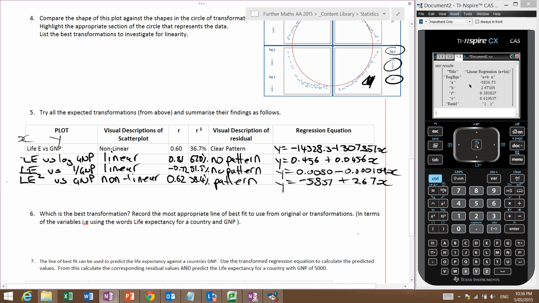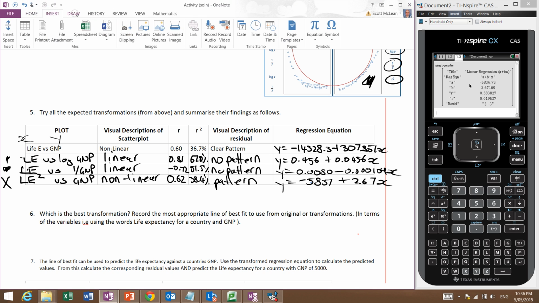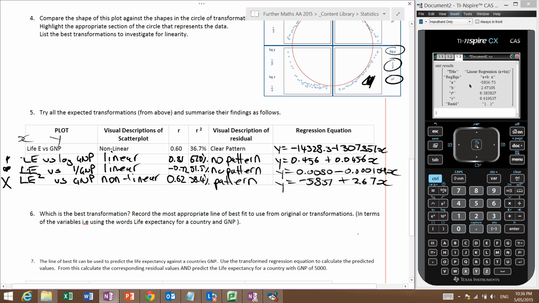Okay, so what is the best transformation? Well, clearly it's not this one, so I'm going to cross that. Okay, it comes down to these two. All right, and clearly the one where I've got the best R squared, let's pick a different color while we're here, because these two are linear, it would be this one. So it's going to be the log of the GNP.